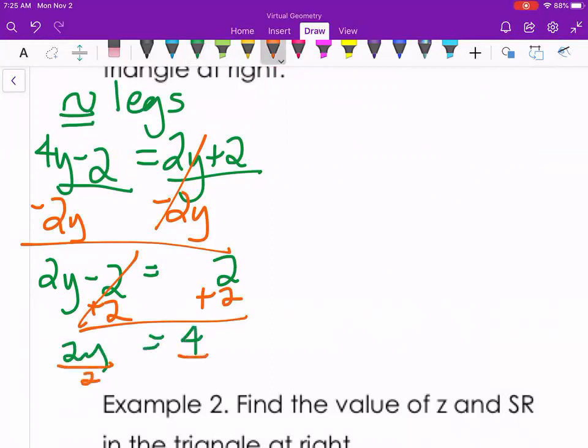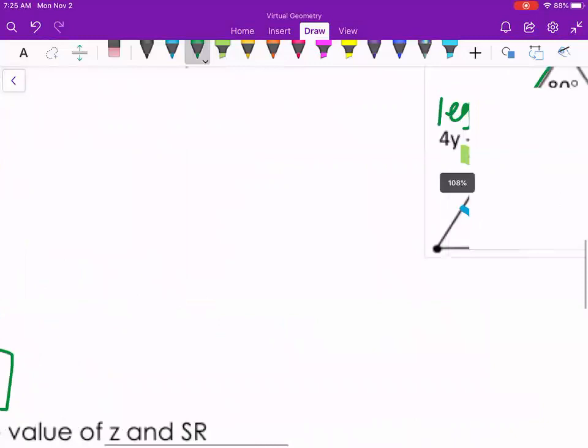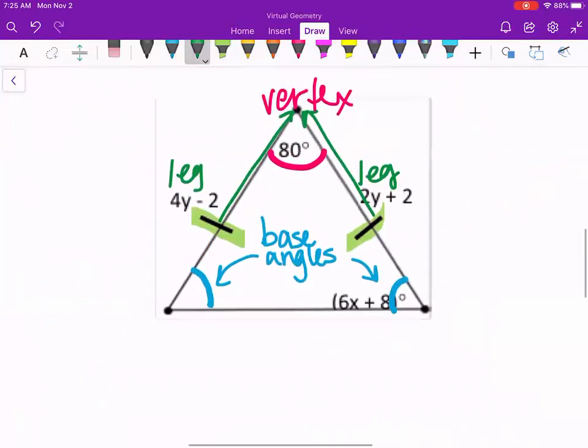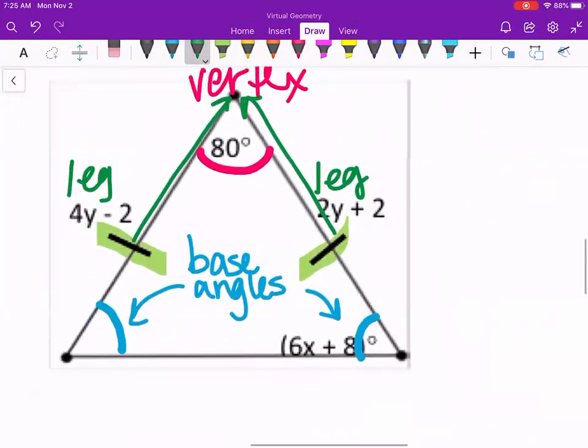Divide out the 2. And my y is equal to 2. So we found the first one. Now let's see if we can get the other. All right, so remember we said that the base angles have to be congruent. So if one base angle is 6x plus 8, so is the other.